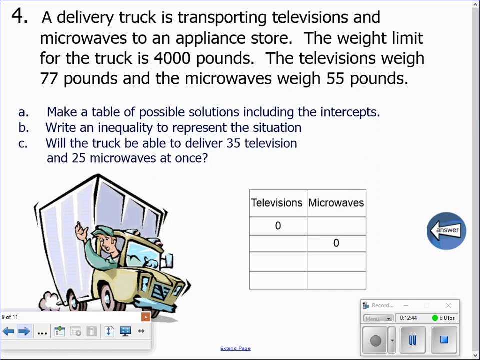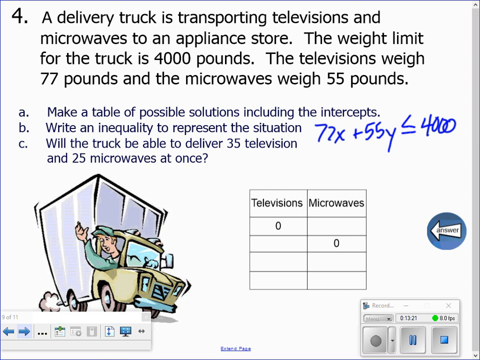For looking at real-world problems, again, we want to make a table of possible solutions, including the intercepts. So a delivery truck is transporting televisions and microwave appliances. The weight limit is 4,000 pounds. The televisions weigh 77, and the microwaves weigh 55. So if you're writing the inequality, this would be 77x plus 55y is less than or equal to 4,000 pounds.